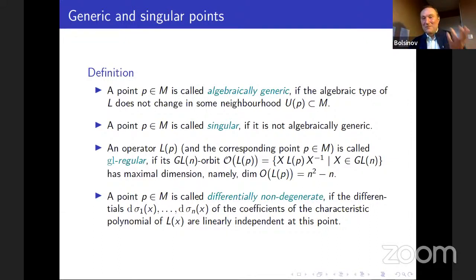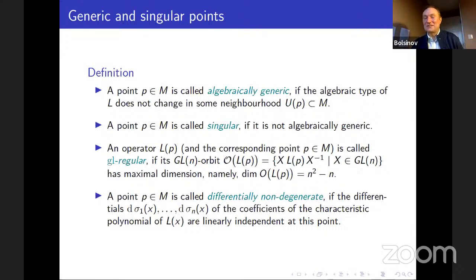In a more advanced language, I mean the orbit type, up to coordinate transformation. L can be reduced to Jordan normal form, and this type is basically the multiplicities of eigenvalues, and how the operator splits into Jordan blocks with a given eigenvalue. So these are basically the sizes of Jordan blocks for each eigenvalue. That's what the algebraic type is. Generic means that eigenvalues do not collide at this point. The Jordan structure remains the same.